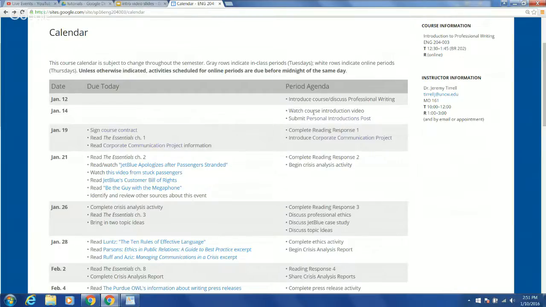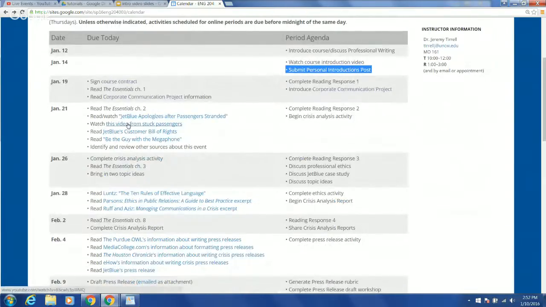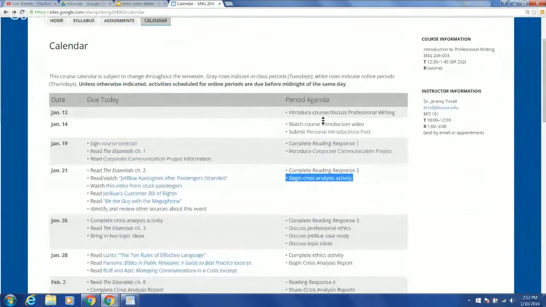The way to think of this is that we actually do have a period on Thursdays. Just think of it that way. So that means we'll have stuff that we do for that period, right? So that's, in this case, watching the video and submitting this post. That's the way to think of it. So, for the 21st, for example, this is all the stuff I need to have done before Thursday's online period. And then this is what I'm actually doing, completing a reading response and beginning my crisis analysis activity. Okay, that's how it works.